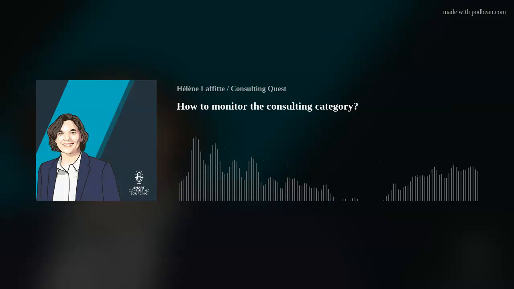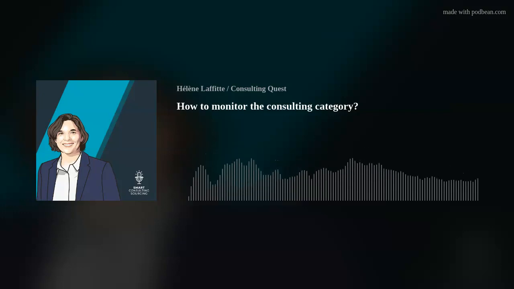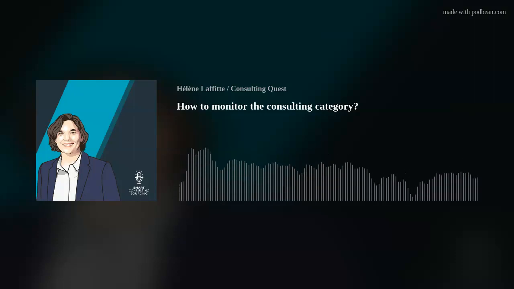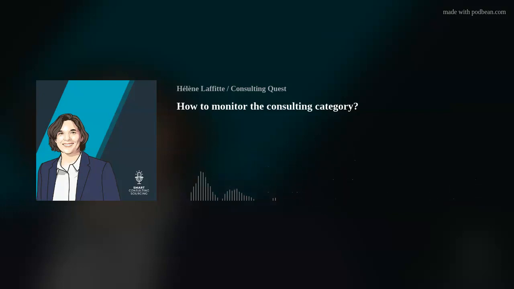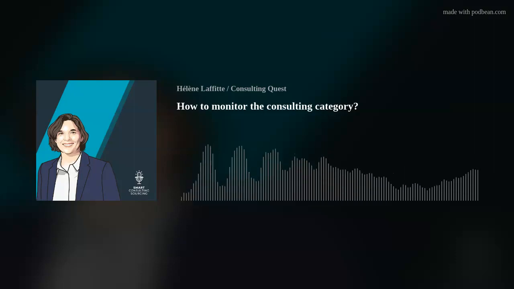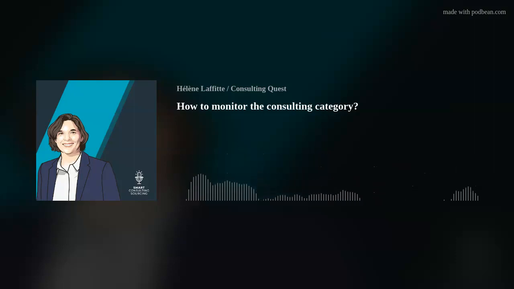So what exactly do you need to monitor? There are several elements that you need to look at. Number one, the easy part, financial: the consulting spend itself, how much I'm spending on consulting. Number two, the performance: how well my consulting providers are doing. Number three is the ROI. Do I really get the value for my money? And number four is the respect of the processes. How well do we respect our consulting sourcing processes internally?